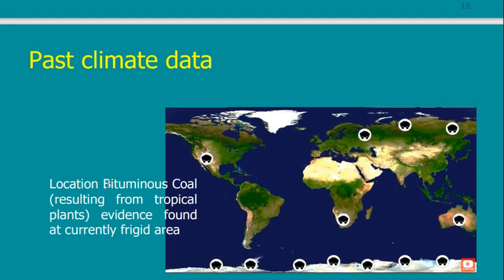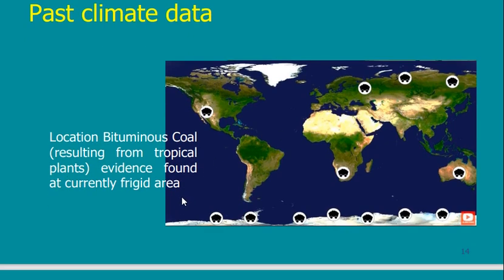The opposite. He found bituminous coal, الفحم. You know what is الفحم? Coal needs very hot temperature to be developed. So he found coal, bituminous coal, here and there. How come? I would expect to find bituminous coal here, not near the North and the South Pole. So if I find them there, it means that the shape of the Earth was completely different from what we see now.